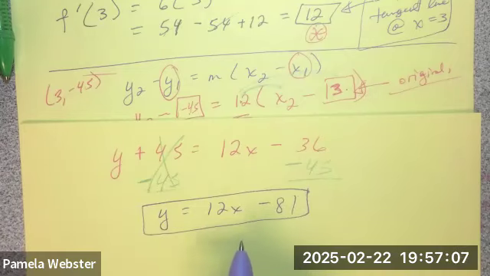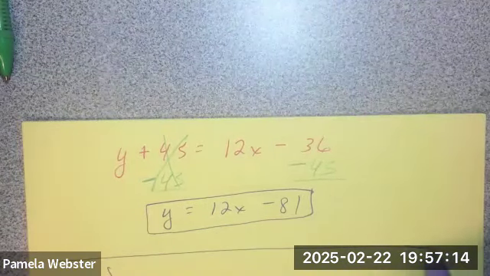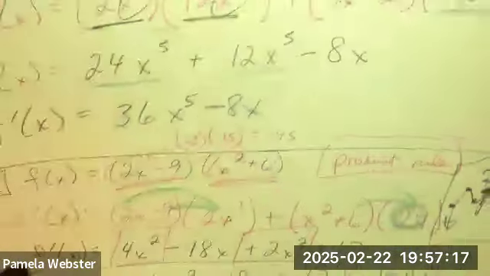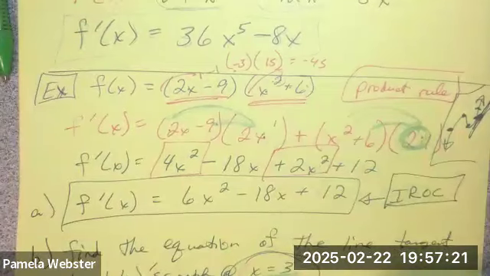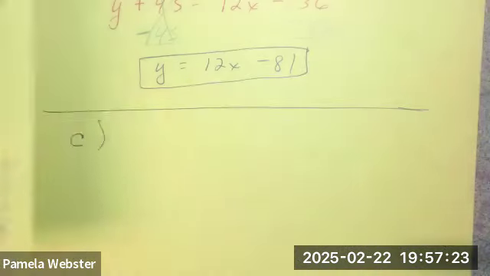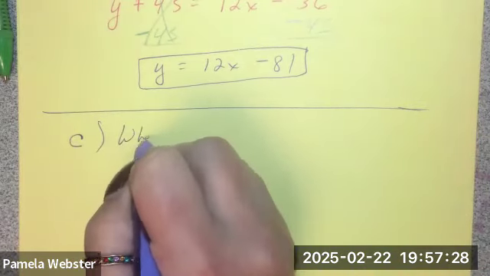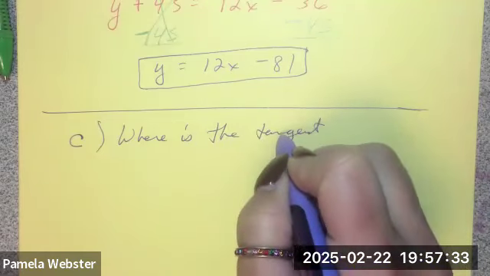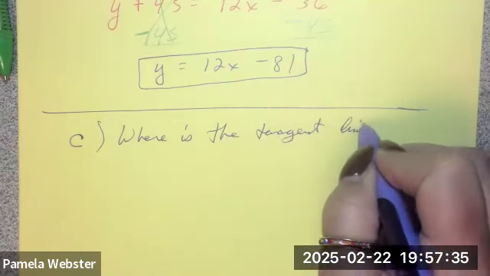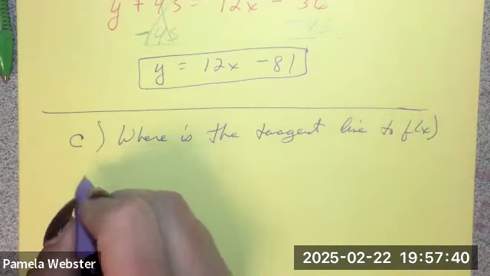Okay. So real quickly, let's just ask a secondary question. This was also in the book. Or I guess it's a third question off of this, part C. It says, okay, looking back at this, we have our derivative. It says, where is the tangent line? We're going to have to think here. Where is the tangent line to f of x horizontal?